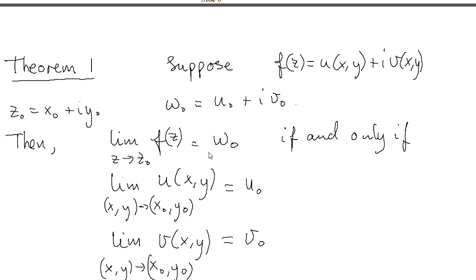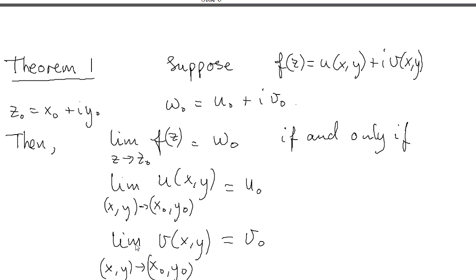w0, and the theorem says the following, that this limit exists if and only if the limits of each of the components, the real components and the imaginary components of f of z, exist. So this means that any point x, y is approaching this point x0, y0. And we call this limit u0 if it exists.